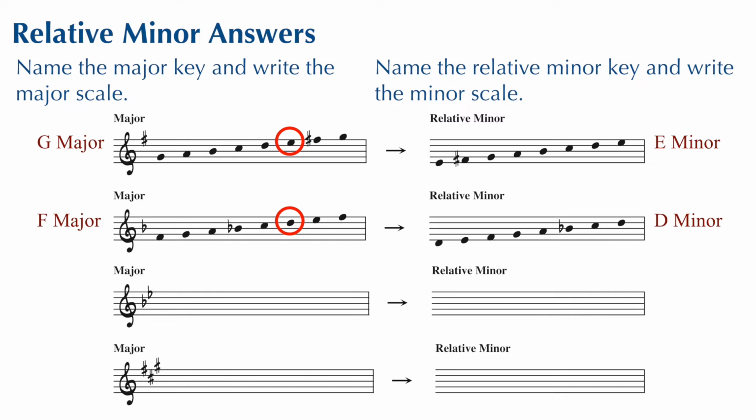Number 3, 2 flats in the key signature puts us in the key of B flat major. First, write out that B flat major scale. Then we name the relative minor by locating the 6th scale degree of B flat. The 6th scale degree is G, so our relative minor is G minor. And then you write out a G minor scale. That'll be G, A, B flat, C, D, E flat, F, G.